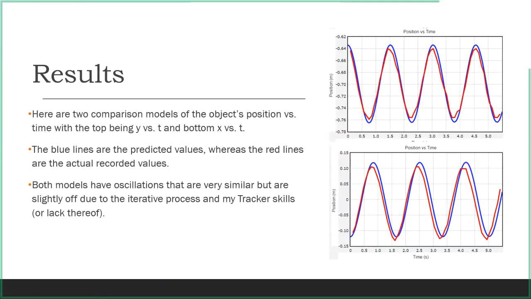Here are my results. These are the two comparison models of the object's position versus time, with the top being the y versus time and the bottom being x versus time. And the blue lines are the predicted values, whereas the red lines are the actual recorded values. And you can see they're both slightly off, but they're very similar, I would say. So I think it was a pretty good job. And the reason why they might be a little bit off is due to the iterative process of the prediction model and my tracker skills or lack thereof.